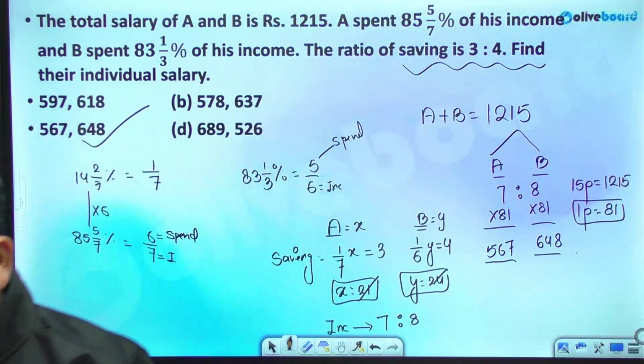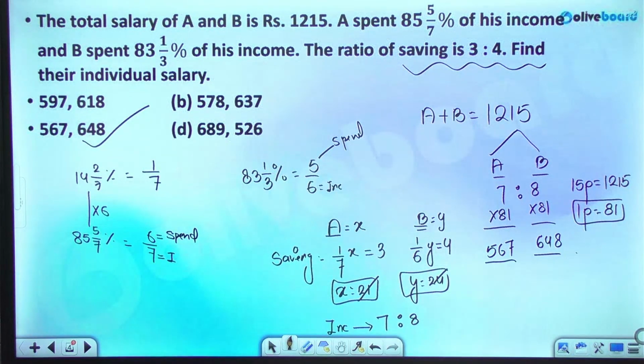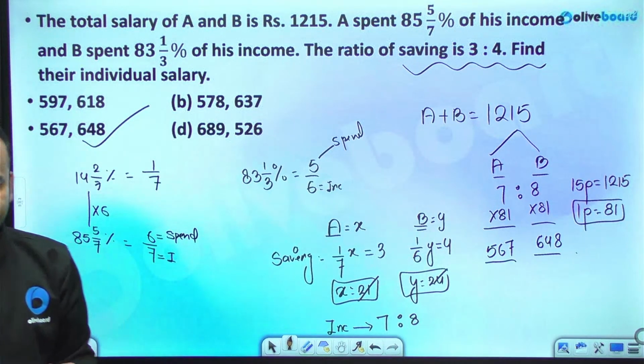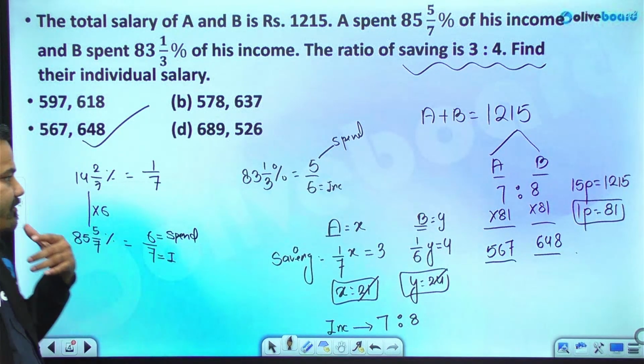Is it clear, बच्चा? Clear है ये? Fine. Can we do it orally?